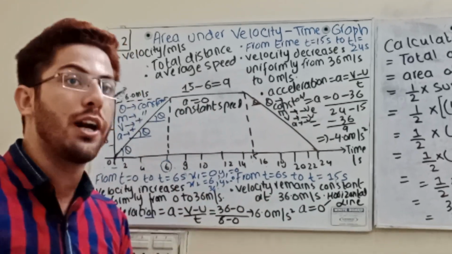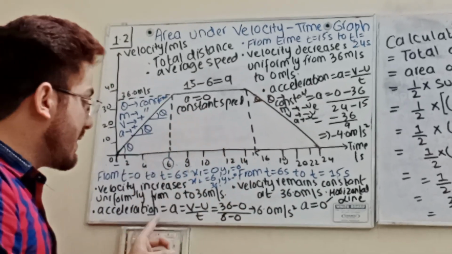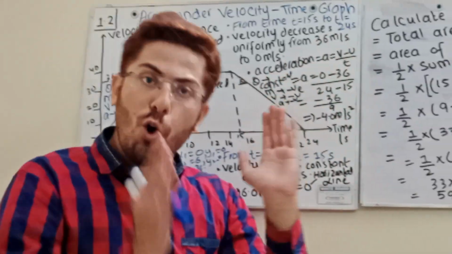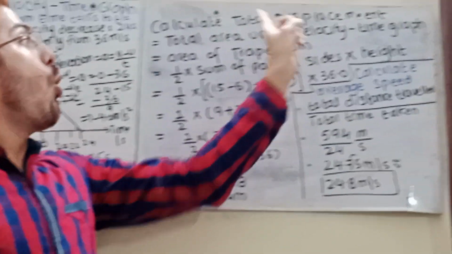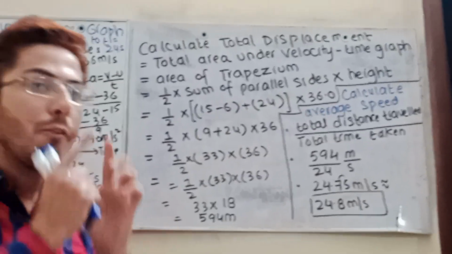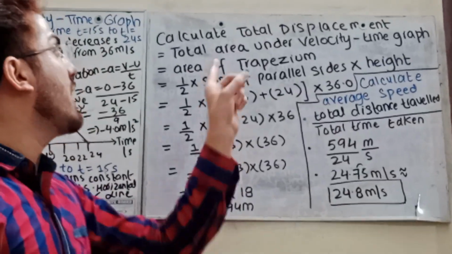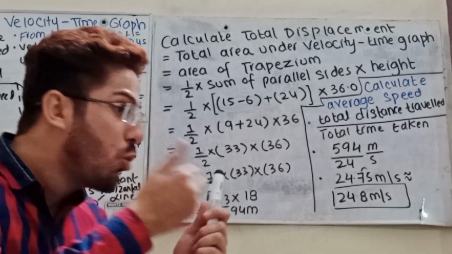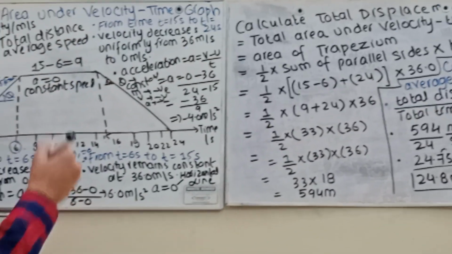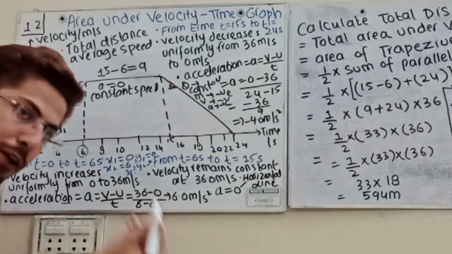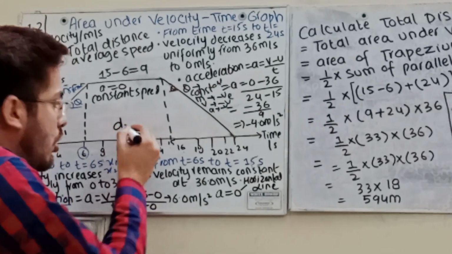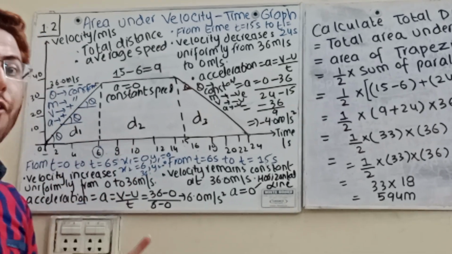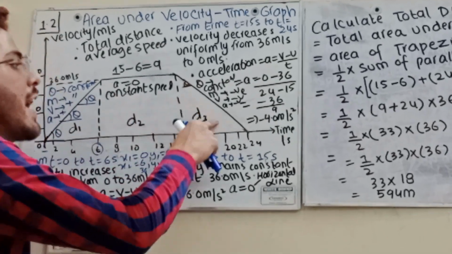We are calculating, why are we calculating this thing, acceleration? I will explain you. Why? Student, do remember over here, calculate total displacement. Student, do remember one thing, total displacement means total area under the velocity diagram. You are going to calculate total area. Student, do remember this area means d1, I will write this area is d2 and this area is d3. You need to find out d1, d2 and d3.